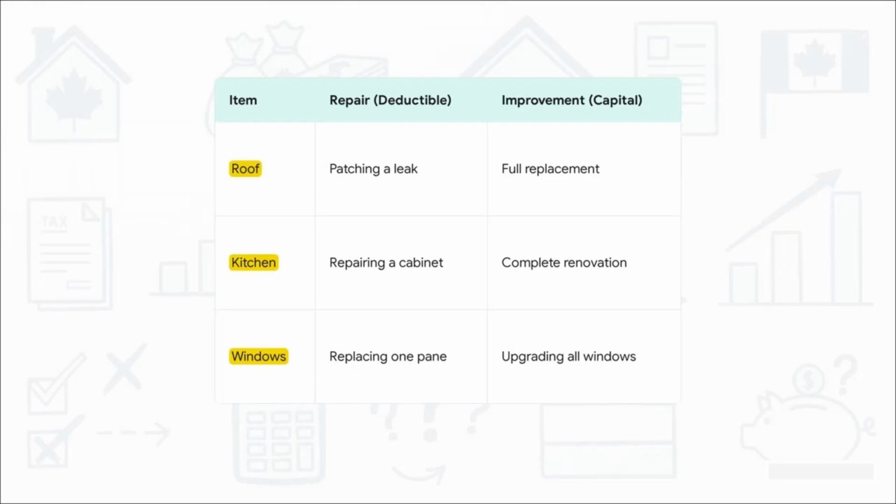Fixing a broken cabinet door in the kitchen is a repair. A full-blown kitchen renovation is an improvement. See the difference? Replacing one broken window pane is a repair, but upgrading all the windows in the house to fancy triple panes is definitely an improvement. It's all about the scale and what you were trying to achieve.